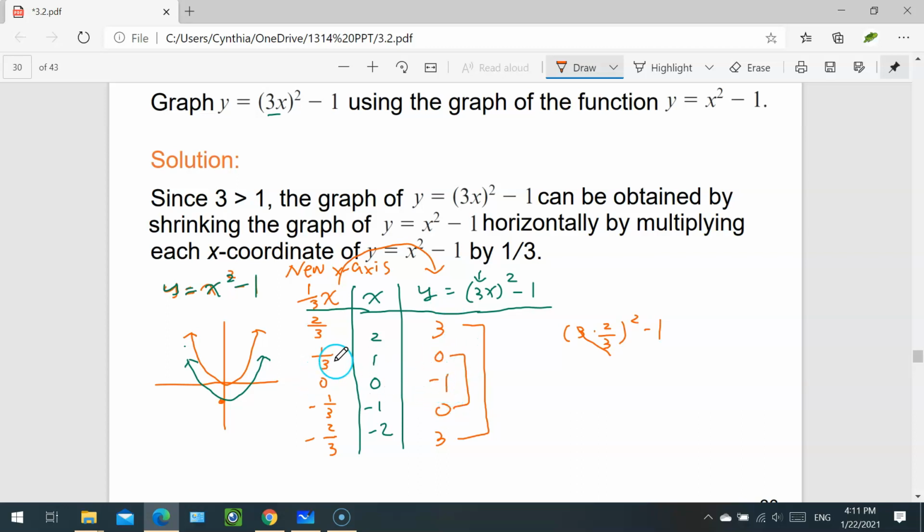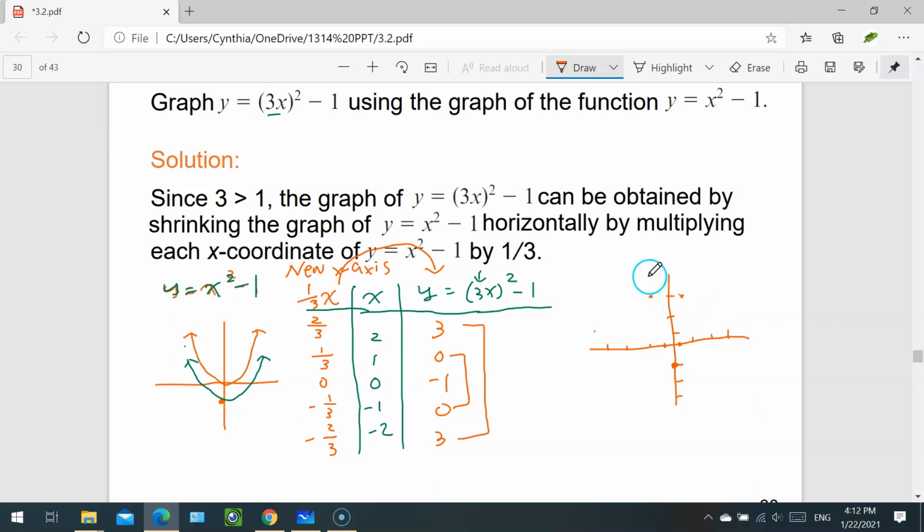So you just record your graph by using the plot here. Let's see. If I sketch the graph, I just label the 2/3, comma 3. So 1, 2, 3. So 2/3 pairs with 3. 1/3 pairs with 0. 0 pairs with negative 1. Negative 1/3 pairs with 0. Negative 2/3 pairs with 3.